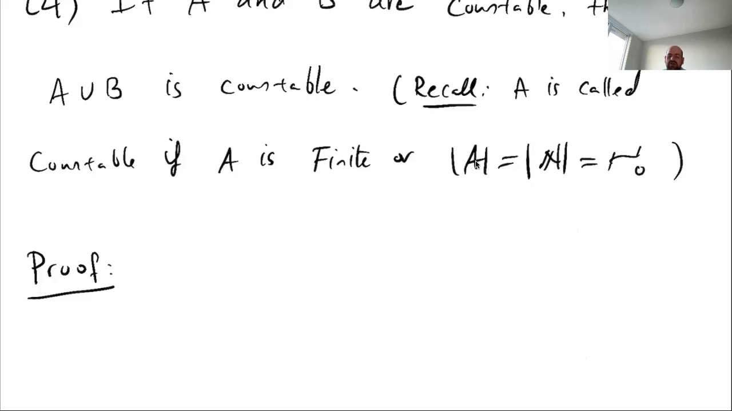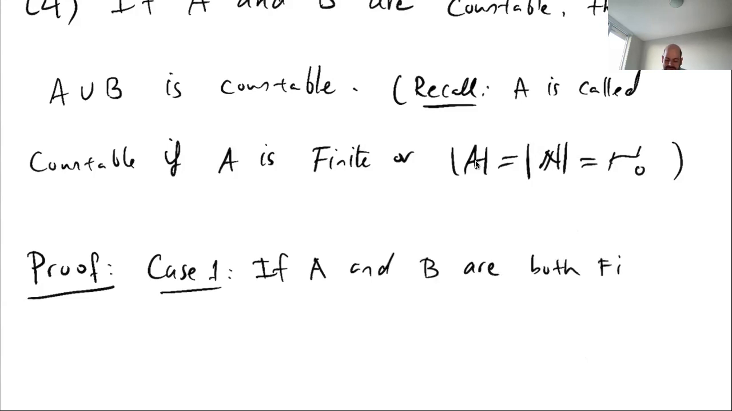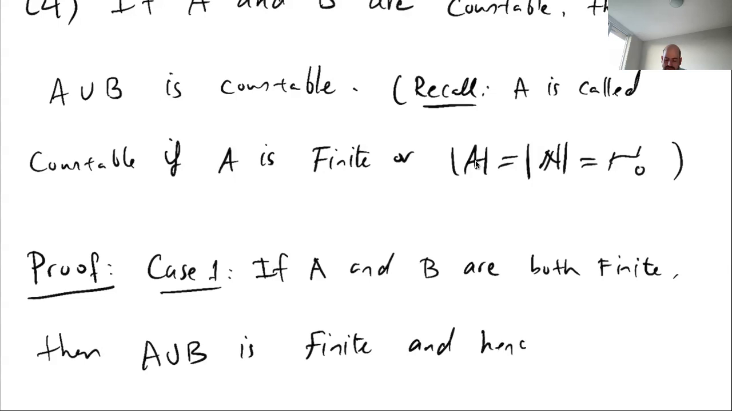So I have two sets which are both countable. What are the possibilities? Case one. One simple possibility is that both of those sets are finite. If A and B are both finite, then A union B is finite as well, right? And hence countable. So this is a very easy case. If both sets are finite, the union is also finite, of course, and finite is always countable.